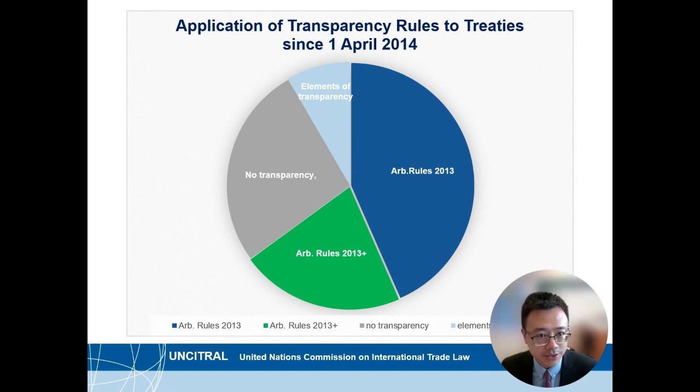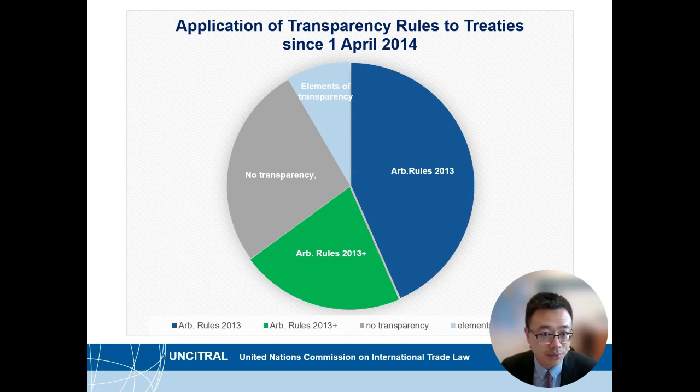This chart shows the transparency trends in international investment agreements concluded since April 1, 2014. As you can see, both the deep blue and the green parts refer to treaties concluded since April 2014 that refer to the UNCITRAL arbitration rules in general, or specifically to the UNCITRAL arbitration rules, the 2013 version. And the latter refers to the version that has included the Rules on Transparency.